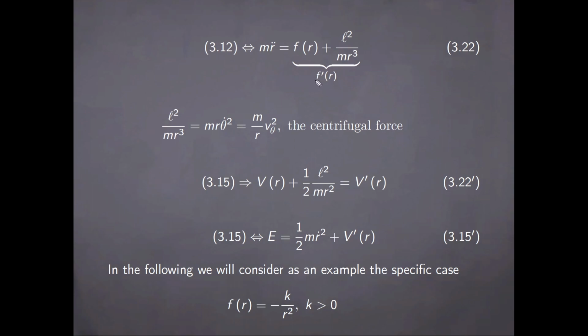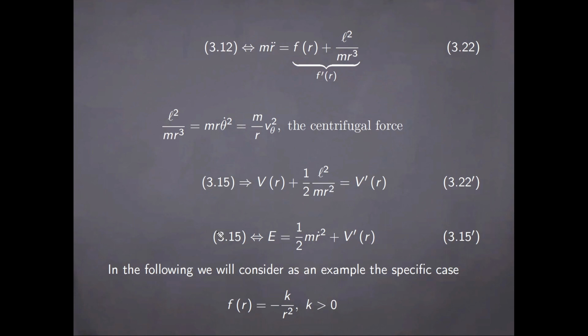And to understand the physical significance of F prime, we need to look at the ratio here, which is simply given by this expression by virtue of the value of L, and this is just m over r times the angular component of the velocity squared. So this is just the centrifugal force. As such, using the result 3.15, we can define a fictitious potential being given by the sum between the real potential and the term here, so half of L squared divided by m r squared.